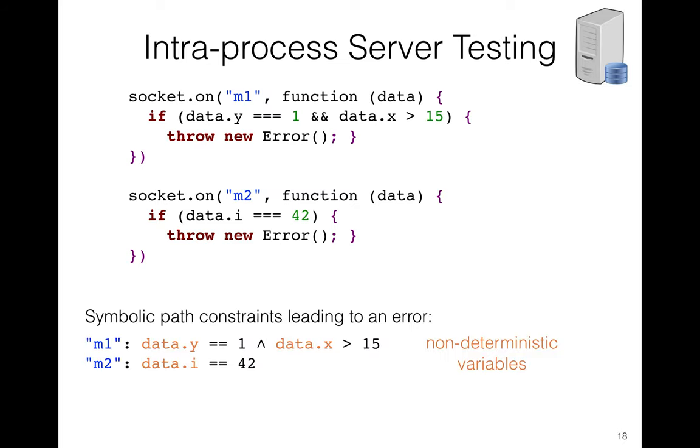In the first phase, Stackful uses intra-process testing to test only the server. It will iteratively execute the server-side code and mock message handlers that are registered there. Because Stackful is a concolic tester, it will collect symbolic path constraints which express under which conditions these errors are triggered. In this example, Stackful will iteratively mock both message handlers, and because both message handlers are mocked, the data payload that they receive can take any value. This data payload appears as non-deterministic variables in the path constraints. Triggering a specific error is a matter of satisfying the constraints by computing the appropriate value for the non-deterministic variables that appear in that constraint.